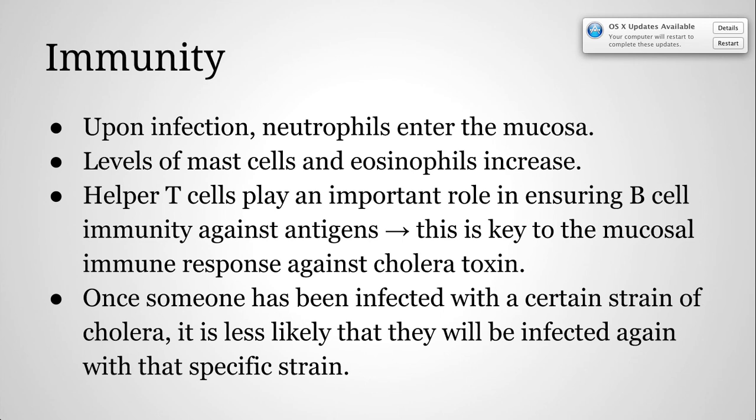So once someone's been infected with a certain strain of cholera, whether it be O1 or O139, it's less likely that they'll be infected again with that specific strain, thanks to T cells and B cells creating memory, and the B cells will have more antibodies to combat the antigens.